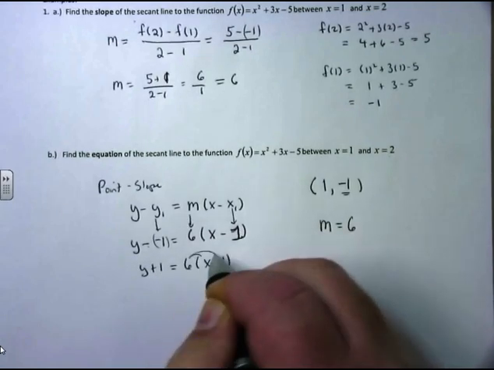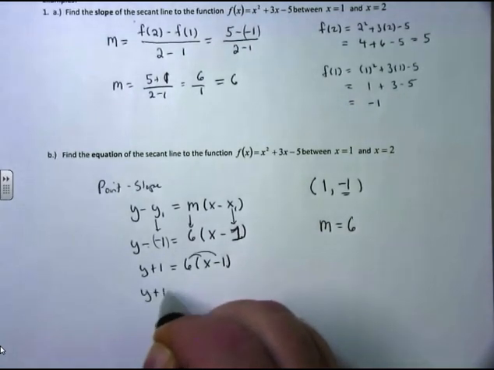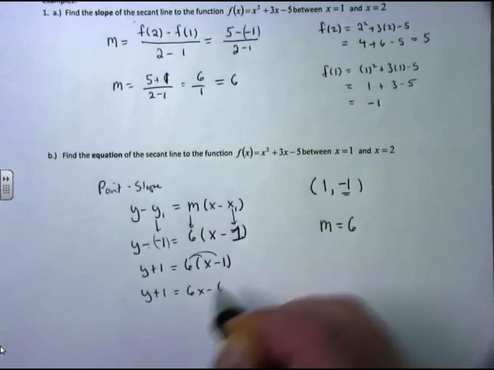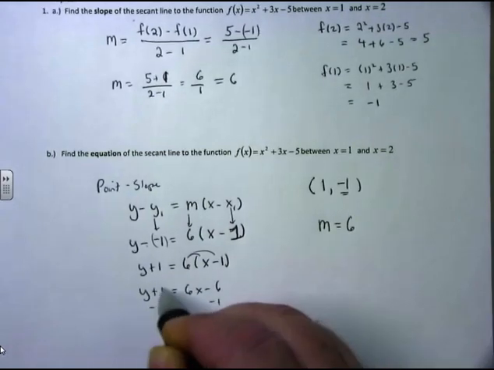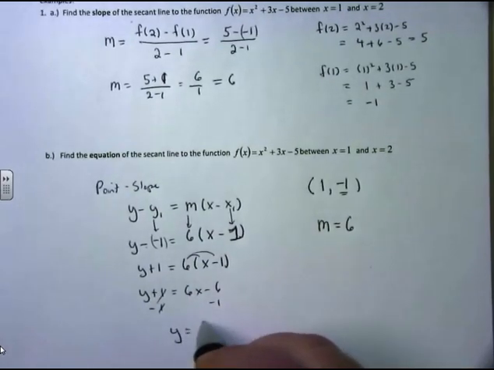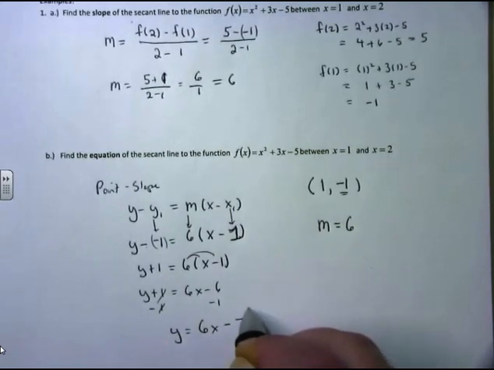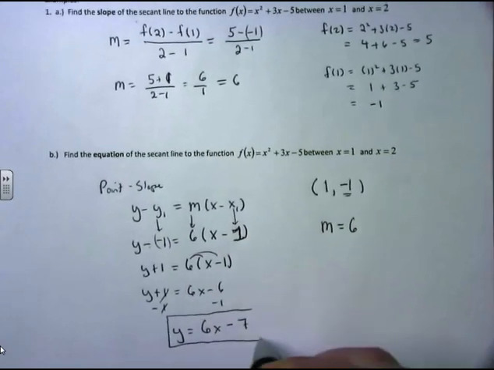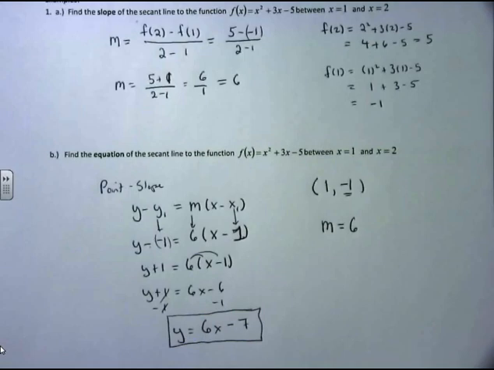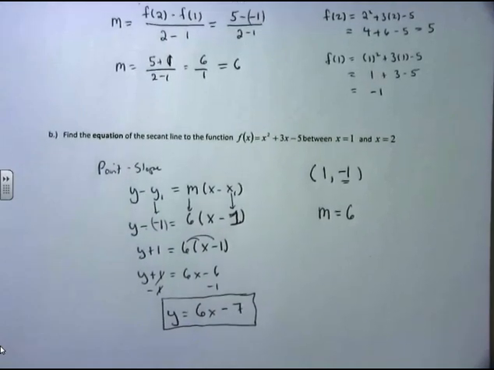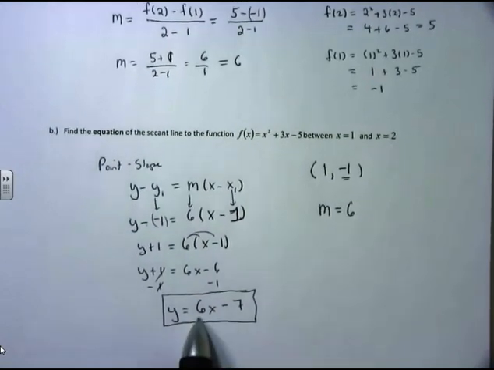Now I'm going to distribute. y plus 1 equals 6x minus 6. Subtract 1 from both sides, and this gives me y equals 6x minus 7. And this is in what we call slope-intercept form, the old y equals mx plus b format. But this is my equation of the line: y equals 6x minus 7.